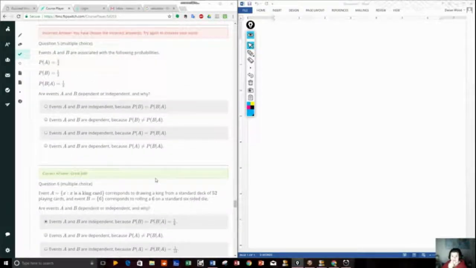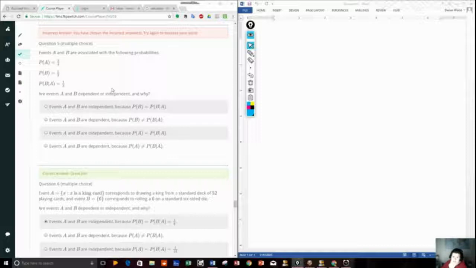Okay, question 5. I want to know why. Okay, events A and B are associated with the following probabilities. Probability of A is equal to 3/4. Probability of B is equal to 1/3. Probability of B given A is equal to 1/3. Are events A and B dependent or independent, and why?